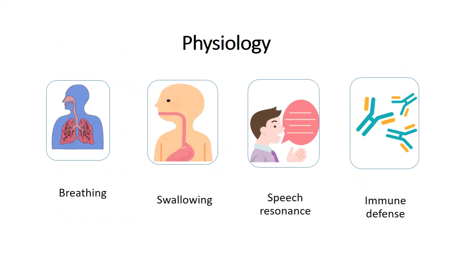The pharynx performs several essential physiological functions. It serves as a passage for air during breathing. It transports food from the mouth to the esophagus. It contributes to speech by acting as a resonating chamber that modifies the quality of the voice. It also provides immune protection through the tonsillar tissue, which forms part of the body's first line of defense against pathogens.